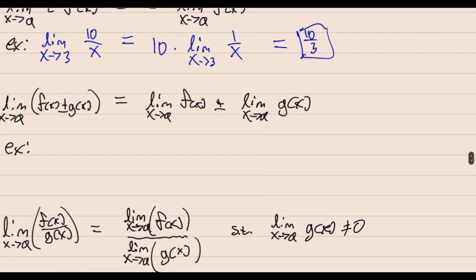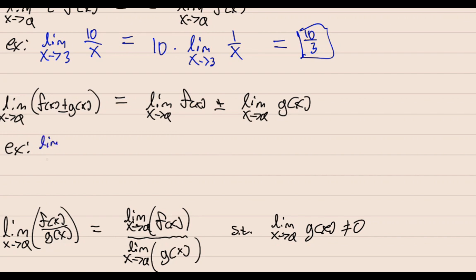All right, so now we have the next property. The limit as x goes to a of f of x plus or minus g of x is equal to the limit as x goes to a of f of x plus or minus the limit as x goes to a of g of x. So it basically just tells us that we can distribute this limit operator. An operator is just like a function, kind of.